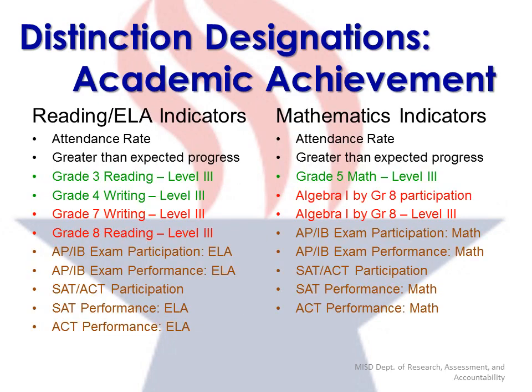This slide shows the available indicators for the 2014 academic achievement distinctions in reading, ELA, and mathematics. The first 2 listed are available for all campuses, although the greater than expected progress indicator is specific to the subject area. Those listed in green are specific to elementary and intermediate schools. Those listed in red are specific to middle schools, and those listed in brown are specific to high schools.